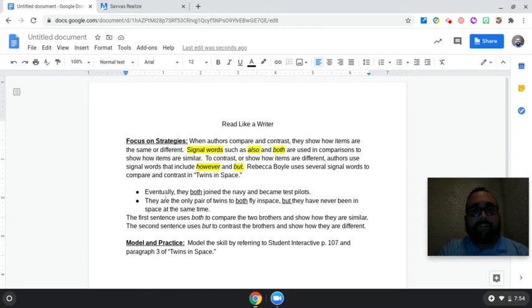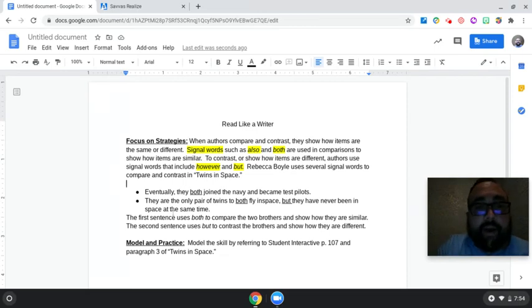Silly. "Eventually, they both joined the Navy and became test pilots." So these are little excerpts. That means these are taken from Twins in Space and placed here for you. "Eventually, they both," so both, "joined the Navy and became test pilots." So they did the same thing, right?